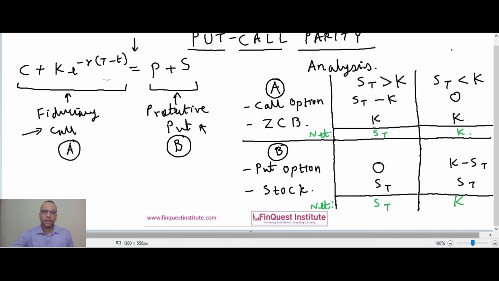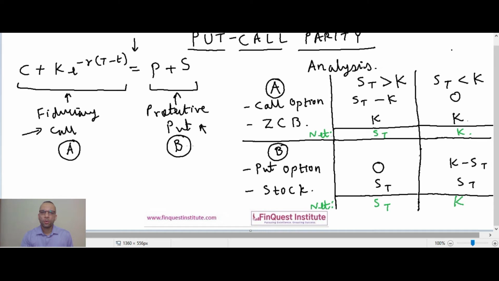price. The left hand side of this equation is what we call a fiduciary call. This is a combination of the call option plus a discounted value of a zero coupon bond with a face value of K. And we know that K happens to be the strike price of these two options as well. The right hand side of this equation is what we call a protective put. So that is a combination of the put option plus the underlying stock price. Now we have put an equivalence sign in between. That means these two portfolios, let's call them A and B, are equivalent to each other.